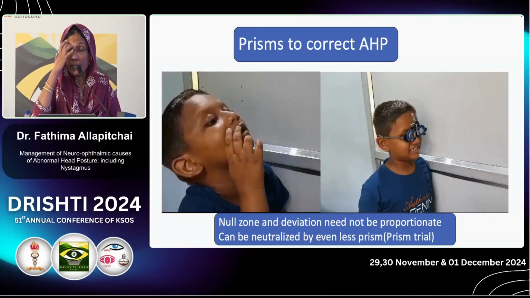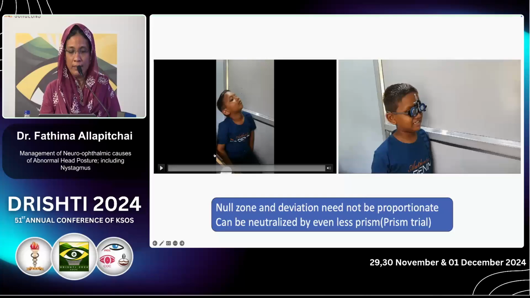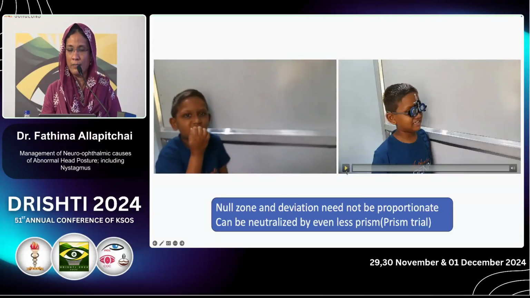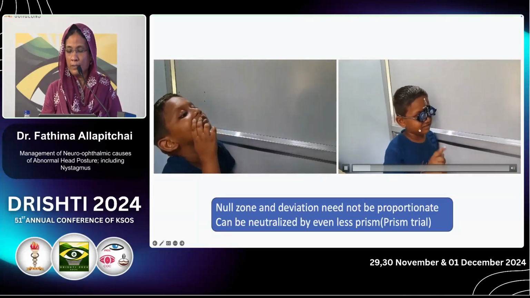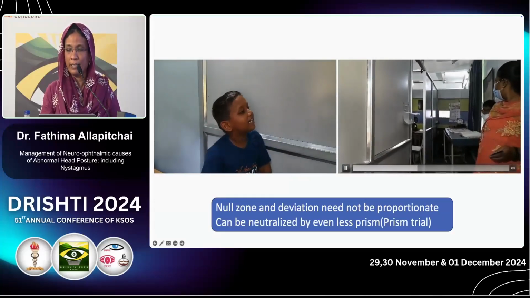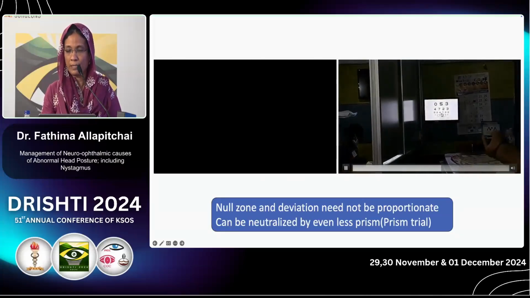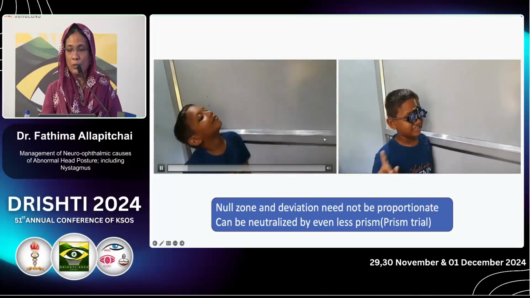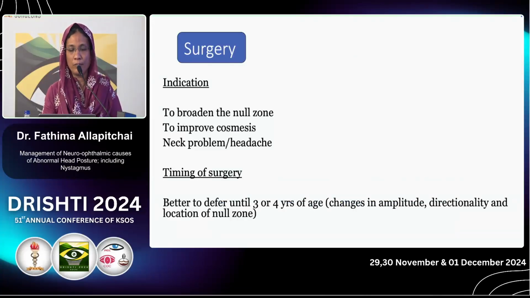But considering that, we need not defer prism assessment, the prism trial, in all patients, because see this, almost near to 90 degrees, some 70 to 80 degree chin up posture. This child, to our surprise, responded very well, because the mother was not at all willing for any intervention. So we thought with prism somehow we would reduce it a bit, but to our surprise, with just 8 prism glasses, he was reading the above 3 lines. So we prescribed him prisms and he was comfortable. So it is always better to have a prism trial also before we go in for surgery. The surgery indication would be to broaden the null zone, to improve the cosmesis by reducing the abnormal head posture, and also to prevent neck problems.